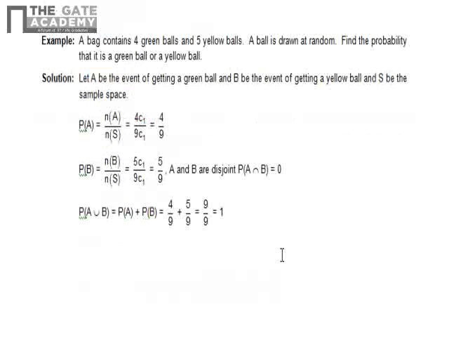Now we'll see the next example. A bag contains 4 green balls and 5 yellow balls. A ball is drawn at random. Find the probability that it is a green or yellow ball. These two events have nothing in common. They are disjoint events. The A intersection B part is equal to 0. So directly, the probability of A is 4 by 9, probability of B is 5 by 9. So probability of A union B is equal to 4 by 9 plus 5 by 9, which is equal to 1.